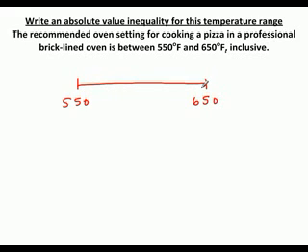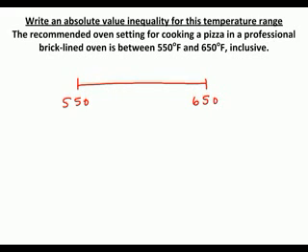So the last problem we're going to deal with is writing an absolute value inequality for a temperature range. So you might think, well, why do we use inequalities? When did they come up? Well, here's an example. The recommended oven setting for cooking a pizza in a professional brick-lined oven is between 550 degrees Fahrenheit and 650 degrees Fahrenheit inclusive. We talked about this inclusive before. What that means is you can equal these values. So what that tells us is that if I have this oven, it could go between 550 degrees and 650 degrees. So I need to be somewhere in between here.